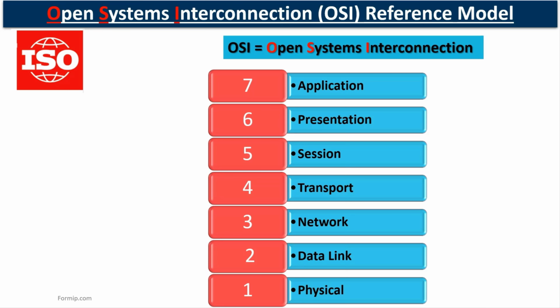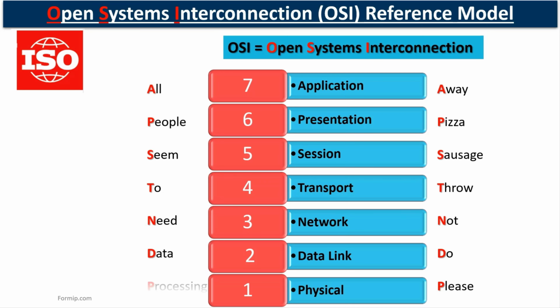It's important to know the order of the layers by heart, especially to understand the principle of encapsulation and decapsulation, which we'll see later. So to help you learn them, there are several mnemonics to remember the order of layers in the OSI model. For example, from bottom to top, please do not throw sausage pizza away. Or from top to bottom, all people seem to need data processing. You can find lots of other mnemonics on Google, some even sillier than these. Anyone can find something that works for them.